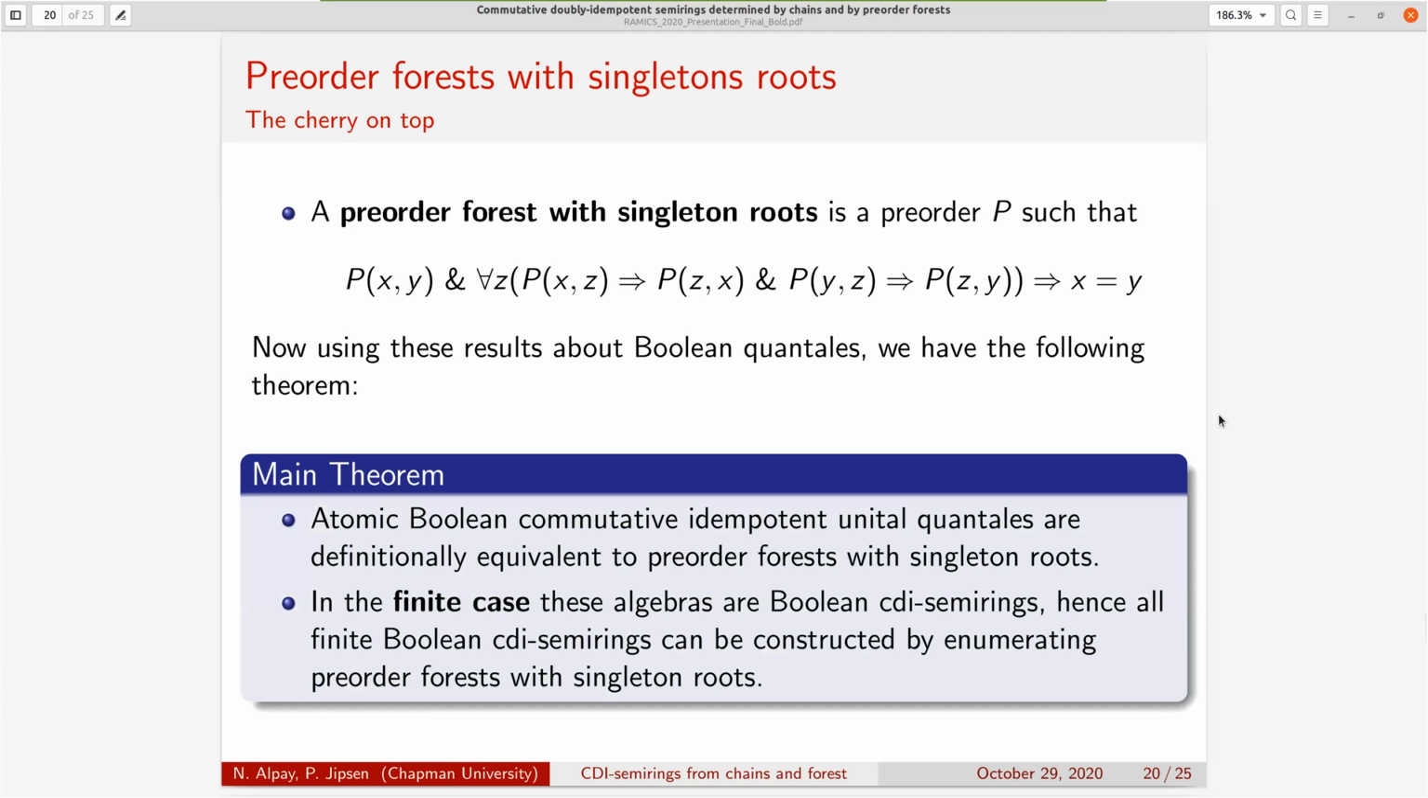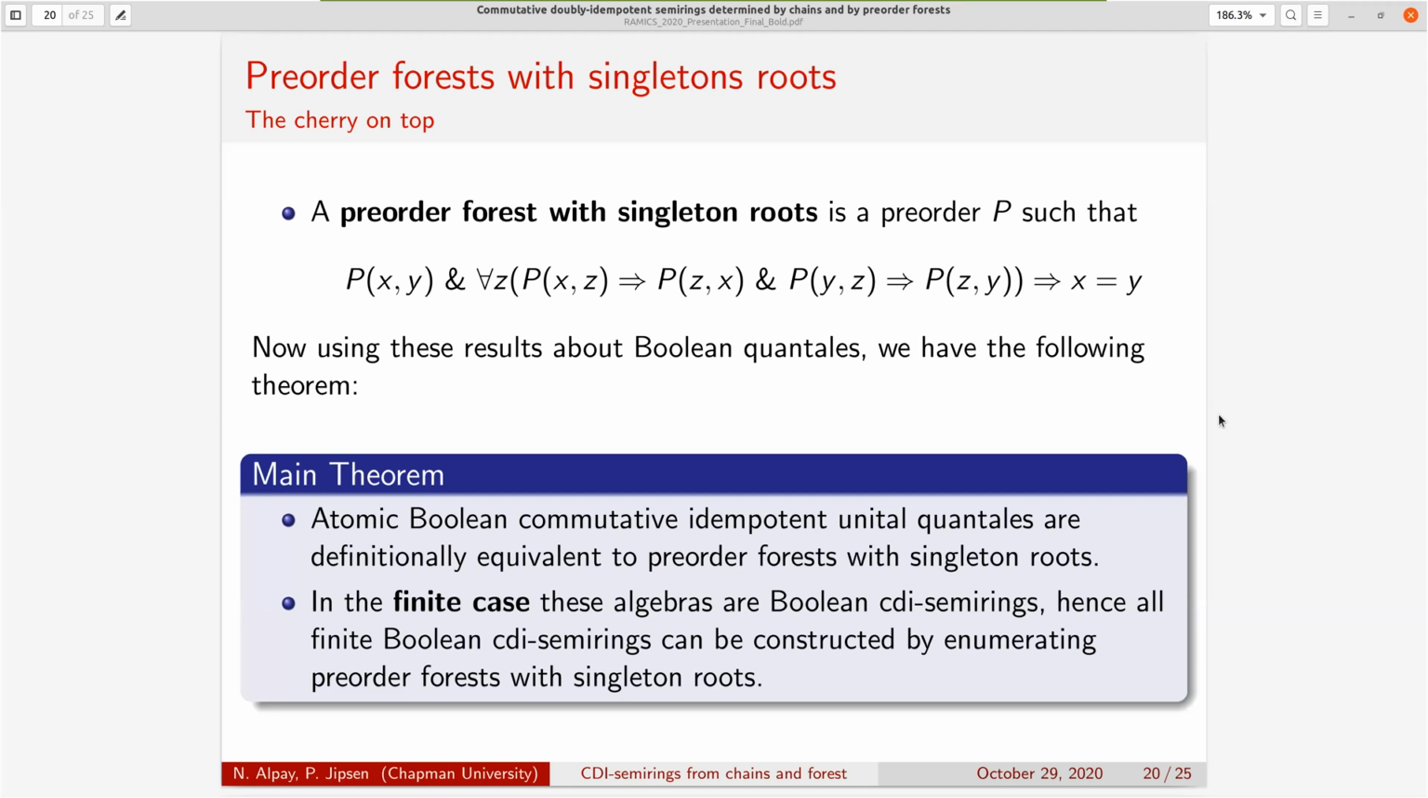So now, before we move to our main theorem, we have one last thing to note, which is that a preorder forest with singleton root is a preorder forest such that the following equation holds. The point of the following equation is to basically say that we have a top element, and the top element is a single element. It is not a relation, or a bubble, as later on we'll see in the pictures.